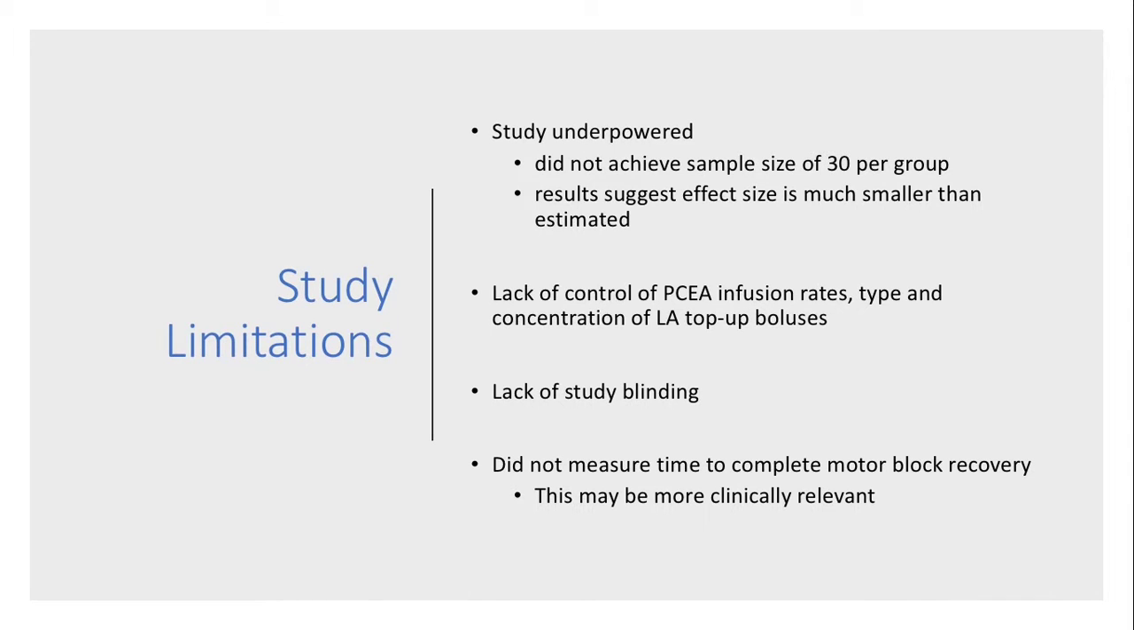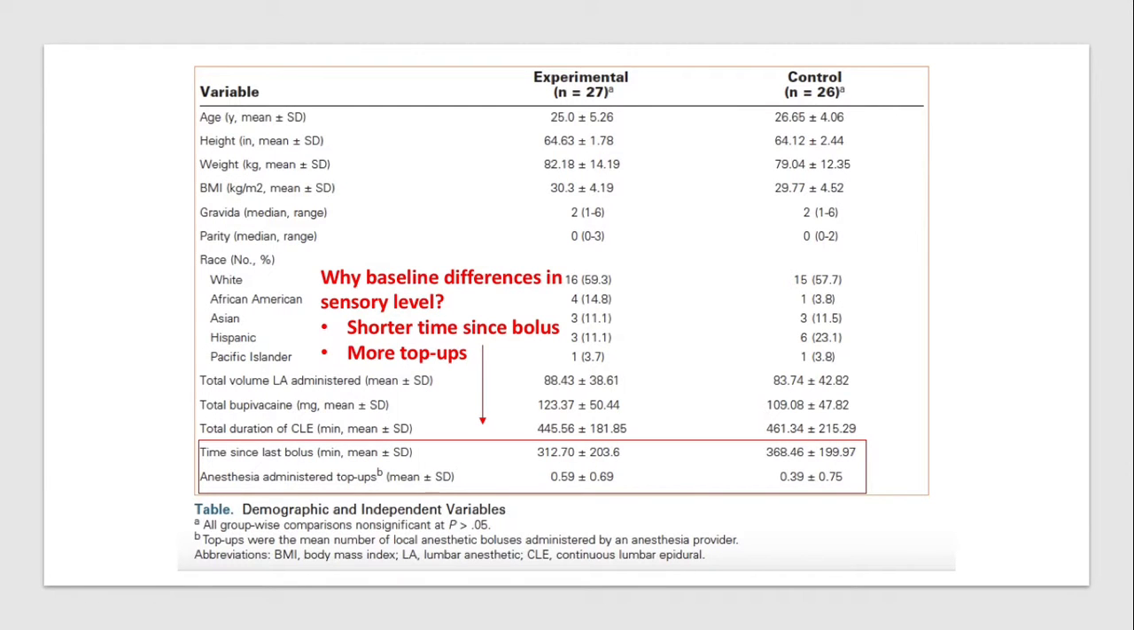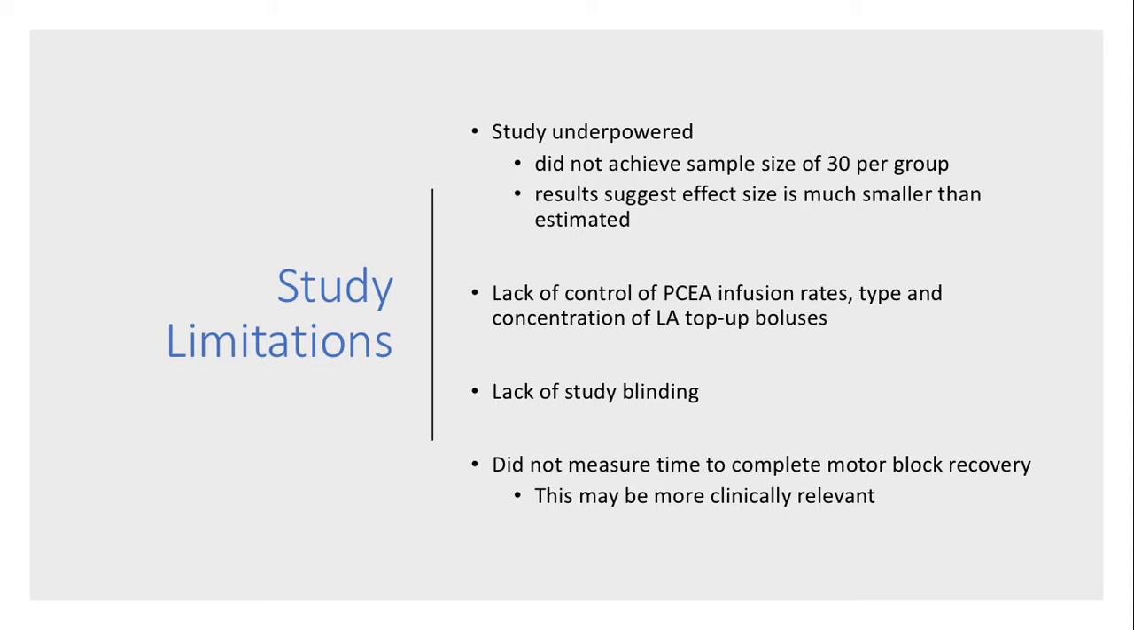So what were the study limitations? Well, it was underpowered. We didn't achieve our sample size of 30. We only got to sample sizes of around 27 and 26, so a little bit lower. The effect size is probably much smaller than was estimated. There's a lack of control of the PCEA infusion rates, type, and concentration of local anesthetic top-up boluses. We didn't control for a lot of these things, and so those can be confounding variables. There was no blinding of the investigators, data collectors, or the patients of what group assignment they were in. And we didn't measure time to complete motor block recovery like the other studies did, and that may be more clinically relevant.